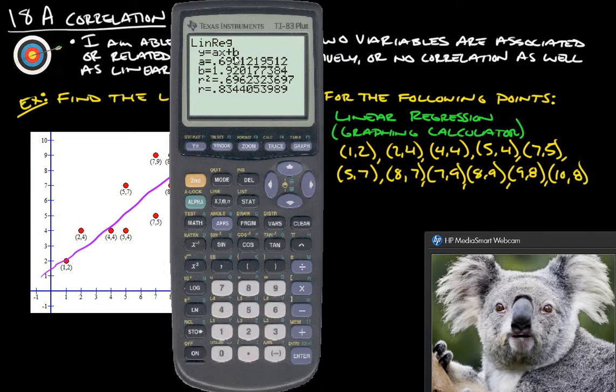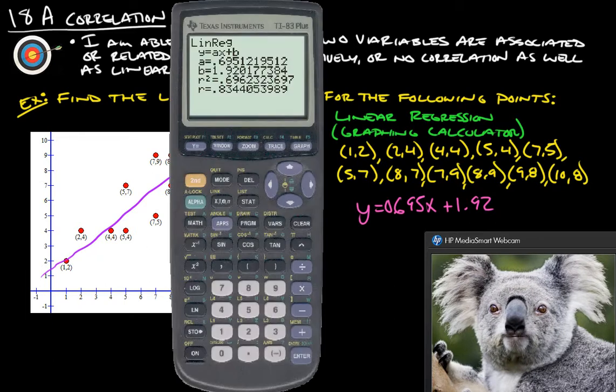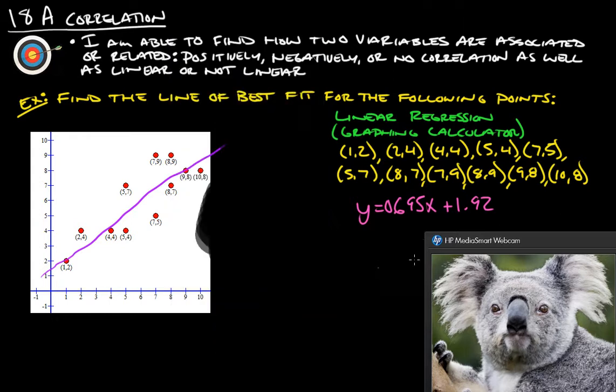Now it says y equals ax plus b, where a is 0.695 and b is 1.92. So our equation is going to be y equals 0.695x plus 1.92. So there is our a little bit more accurate version of the line. And again, that's all done with the calculator.